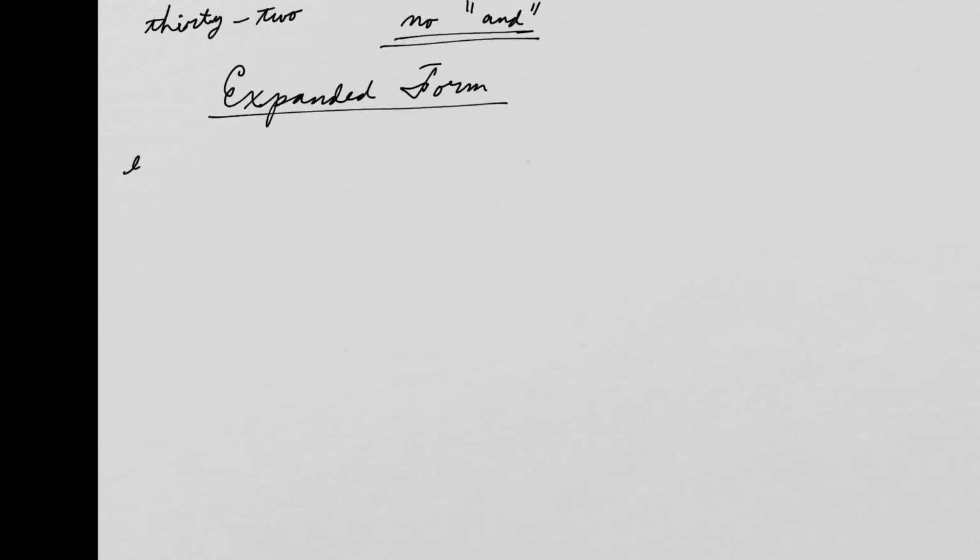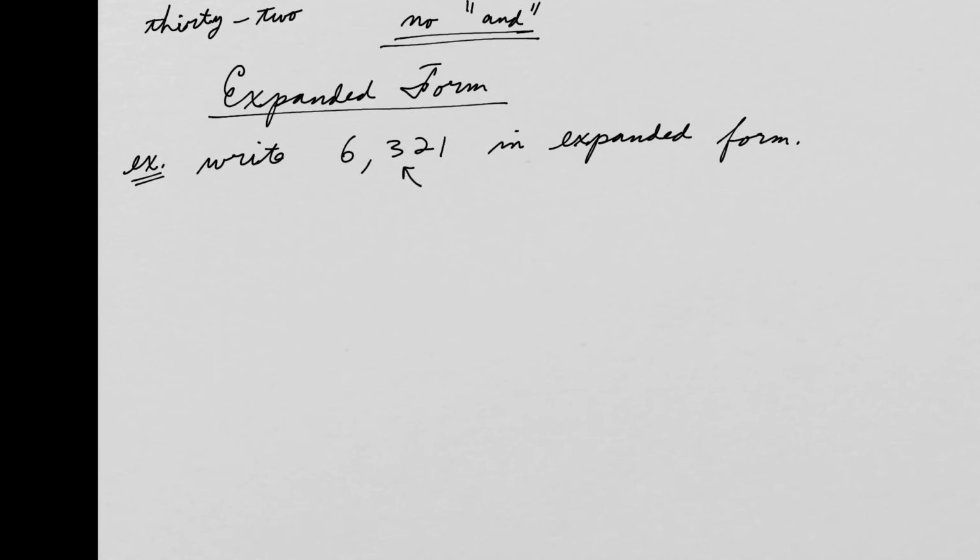So, for example, let's say I want to write 6,321 in expanded form. So this number right now, the way it's written there, is the standard form, right? So this is standard form. And I want to write it in expanded form. To write a number in expanded form, all you're doing is writing each digit with its place value.